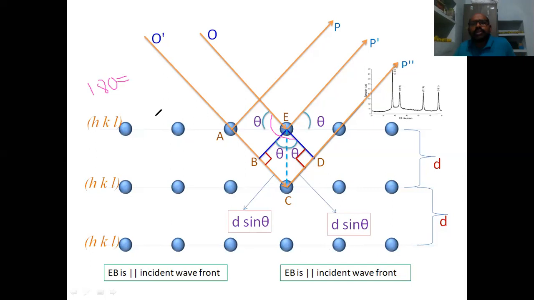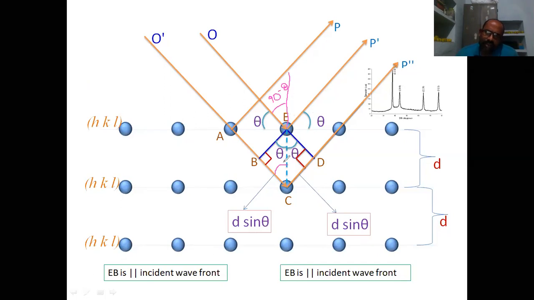So here we are seeing the plane normal. If the angle is theta, since it is the plane normal, the remaining angle is 90 minus theta. So it is a vertical extended line, and these two are parallel lines, this line and this line. Here the angle is 90 minus theta, and here also the angle is 90 minus theta.